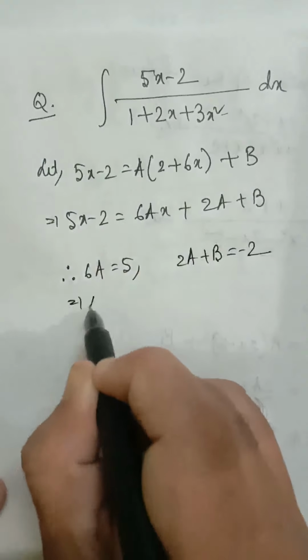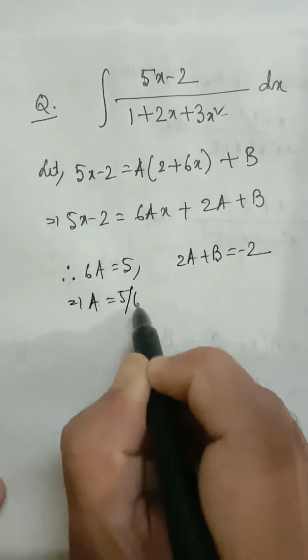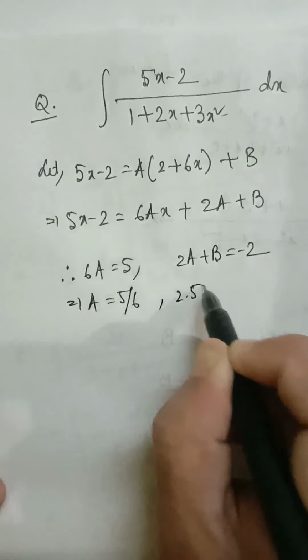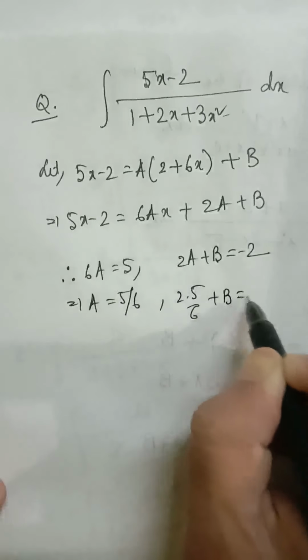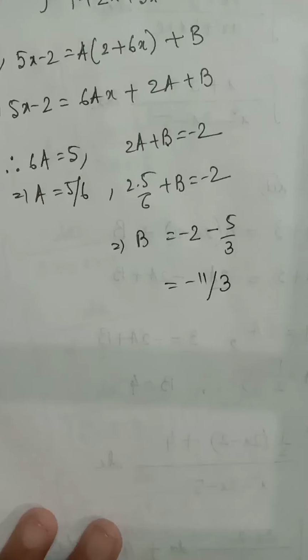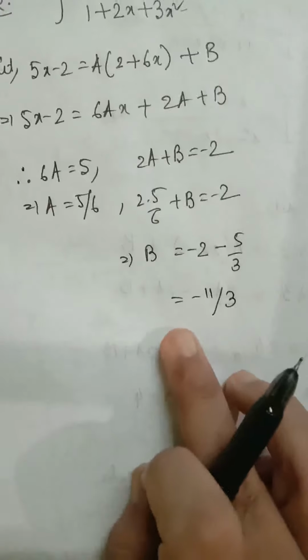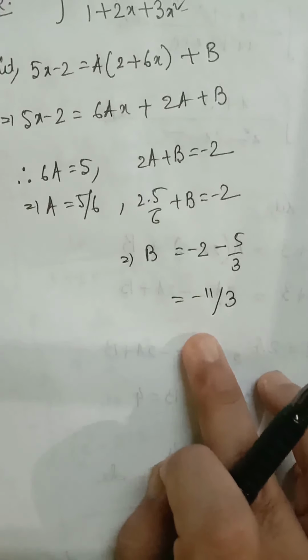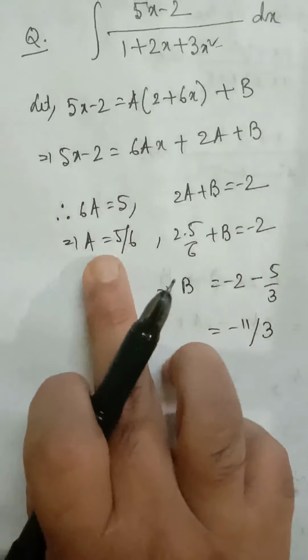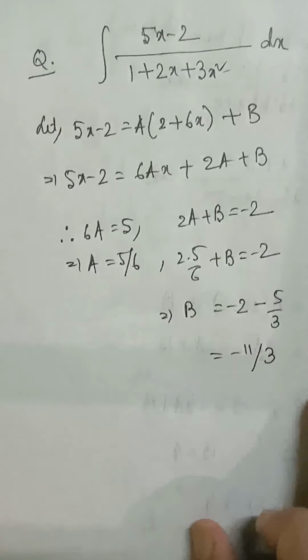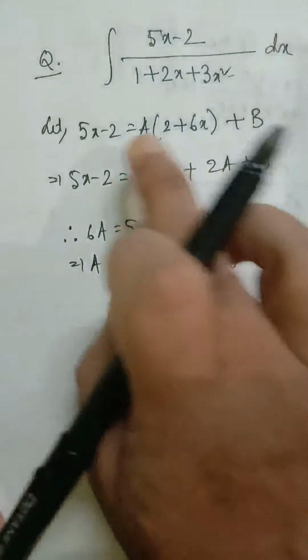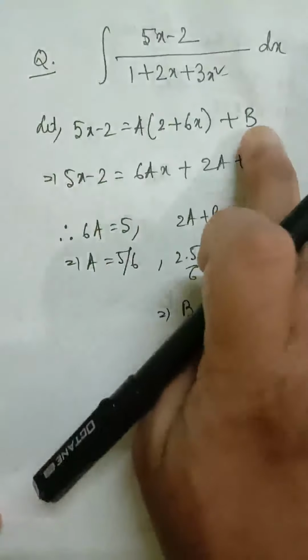So a equal to 5 by 6. If we put a equal to 5 by 6, we will get b equal to minus 11 by 3. Okay, so now we have the values of a and b: 5 by 6 and minus 11 by 3. Now we will express the numerator in this form.